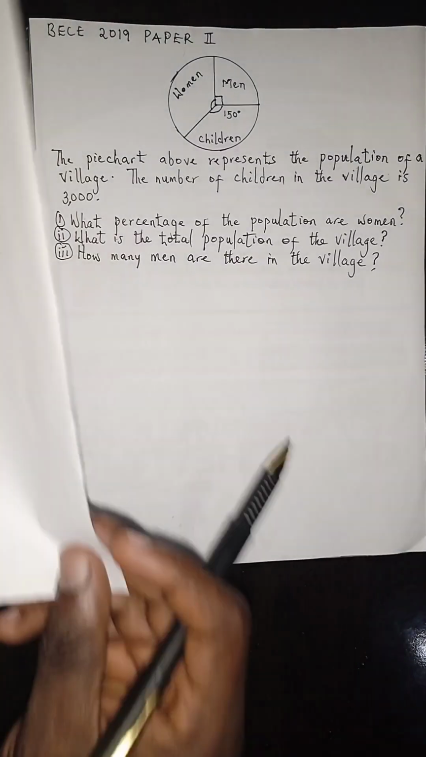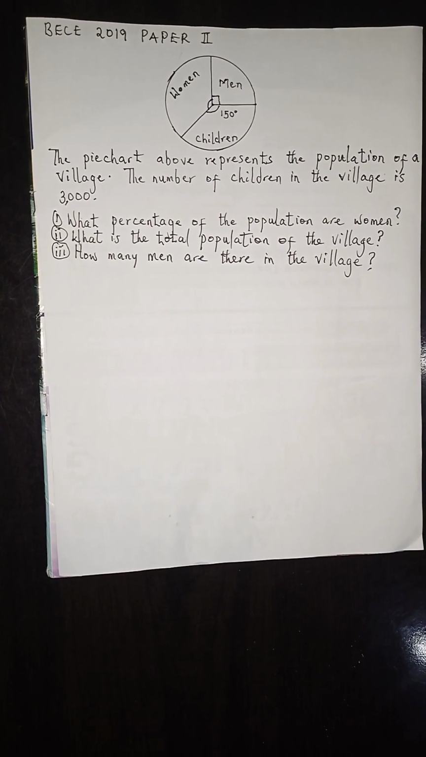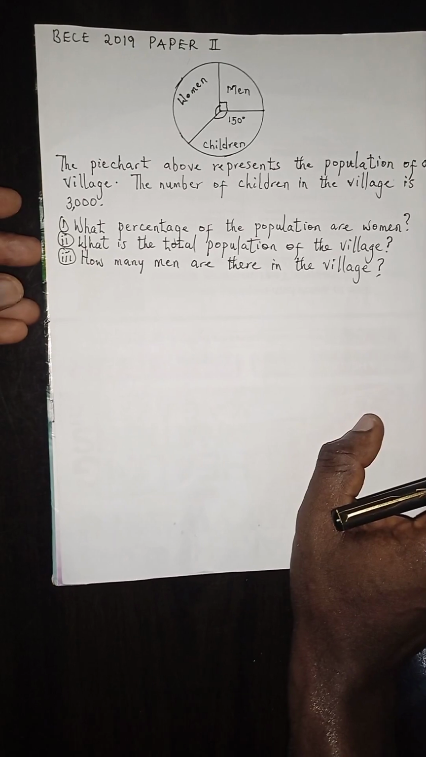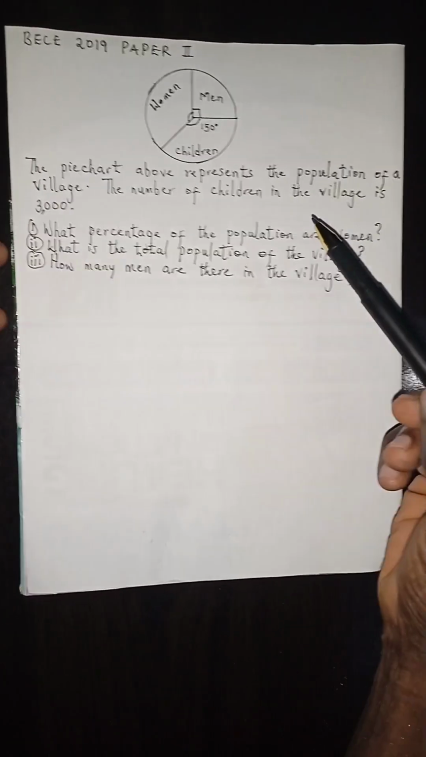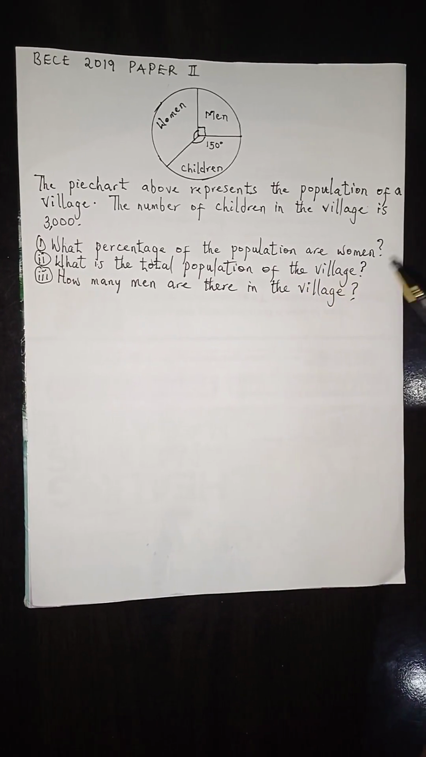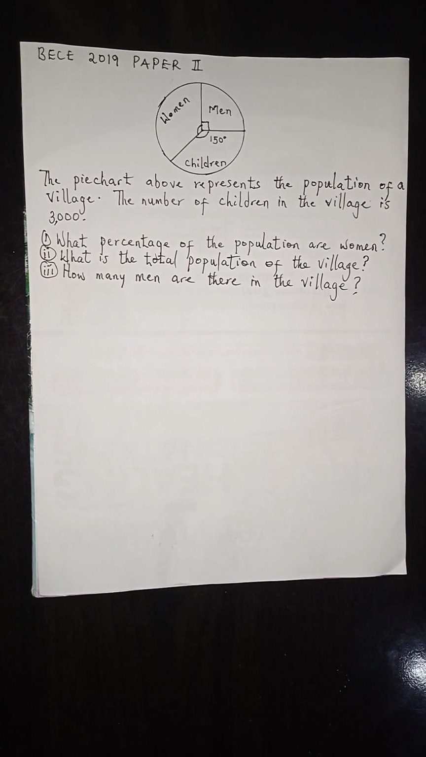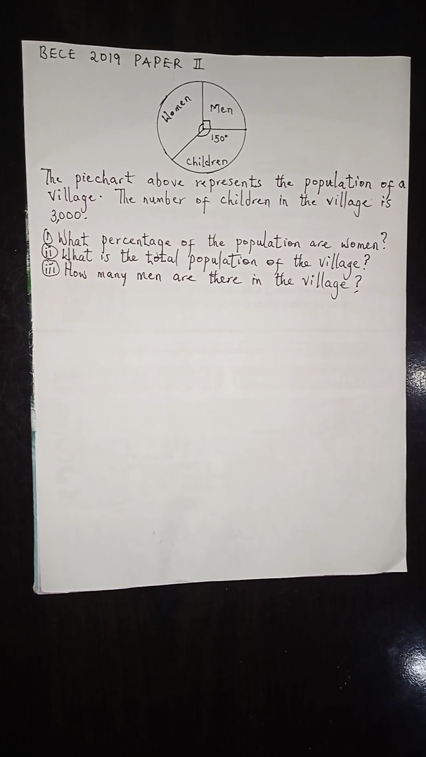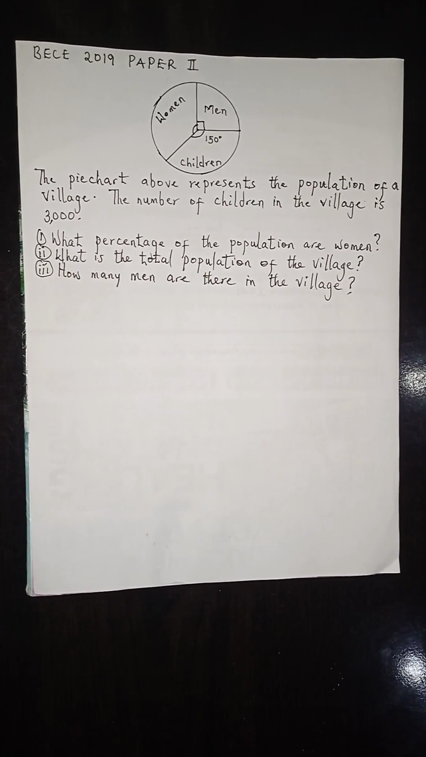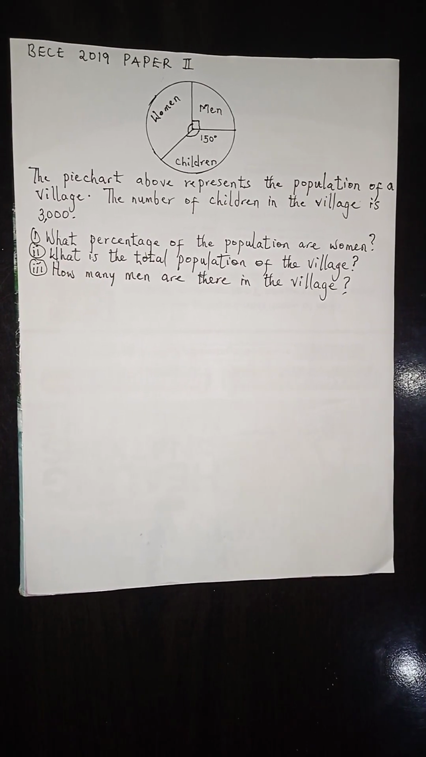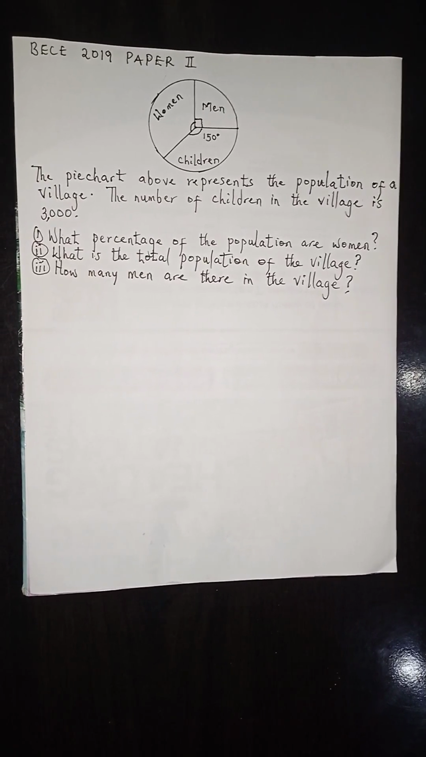Okay, then the final question I'm going to be working on is on pie chart. Now, this question says the pie chart above represents the population of a village. The number of children in the village is 3,000. What percentage of the population are women? The next question says, what is the total population of the village? Then how many men are there in the village?